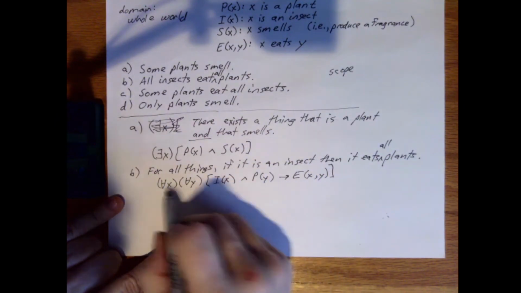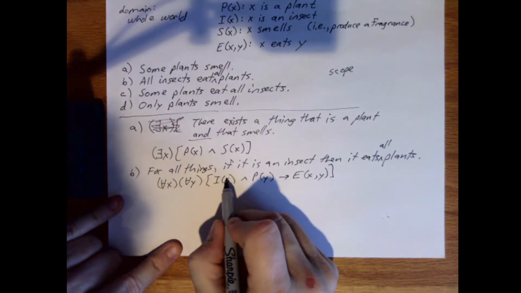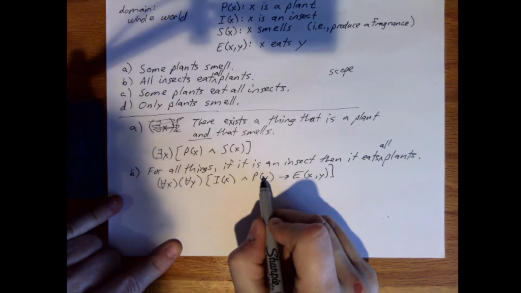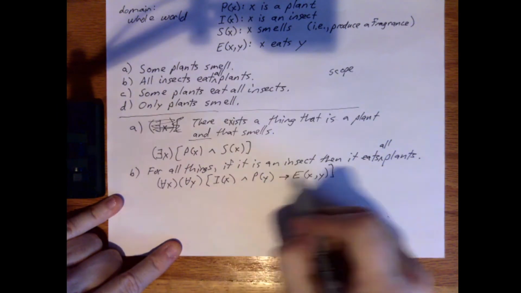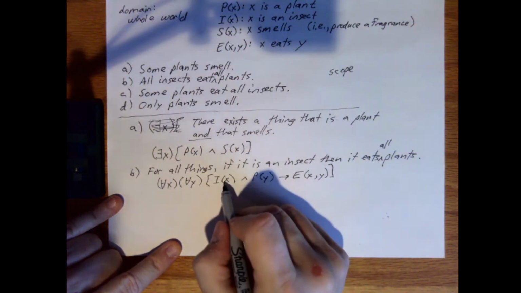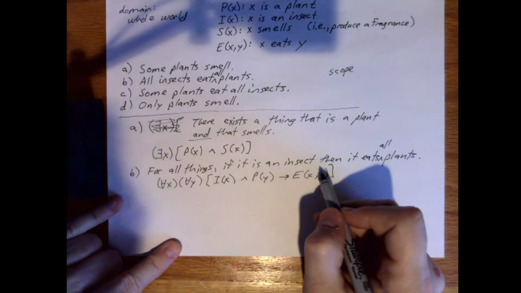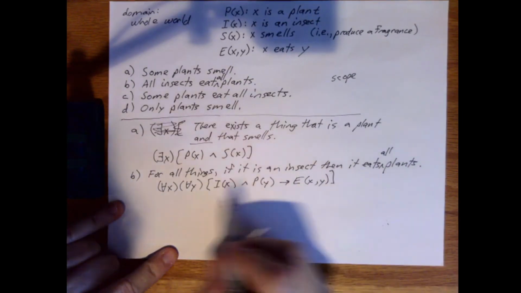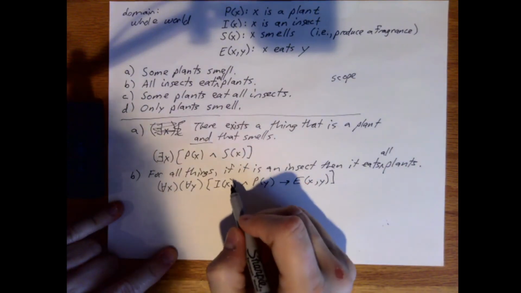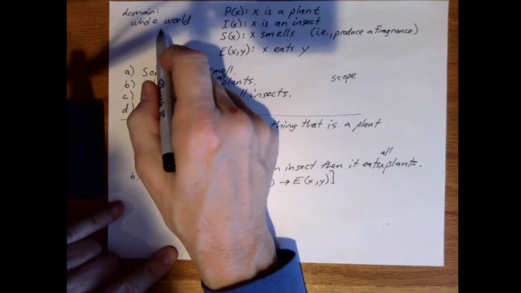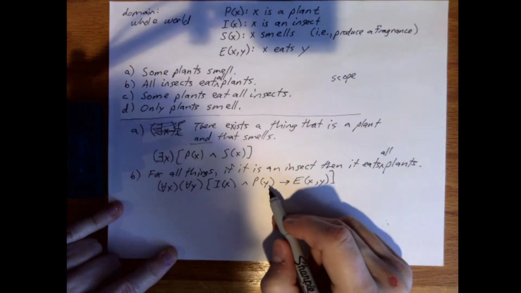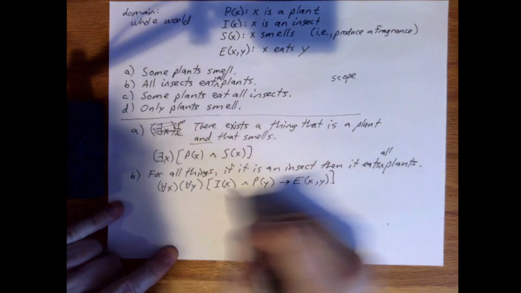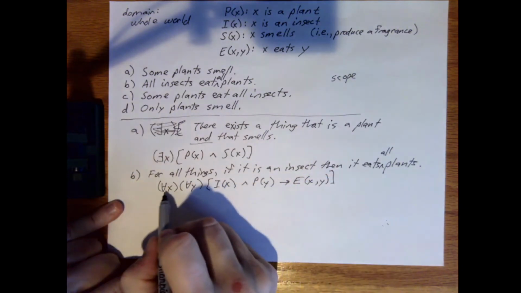So I'm saying for all x, if that thing is an insect, and for all y, if that thing is a plant, then x eats y. That is, the particular insect eats that particular plant. And that's true for every insect and for every plant, at least for the sentence I wrote here. If I only use x, then we're claiming the same thing or the same object from the world is an insect and it's a plant, and that it eats itself. Now there might be things that eat themselves, but they're not insects and plants. Okay, so that's why I have two variables here.